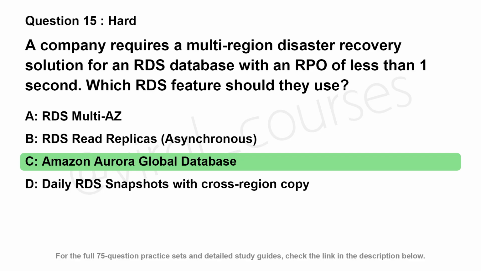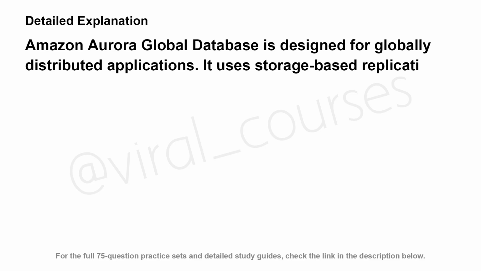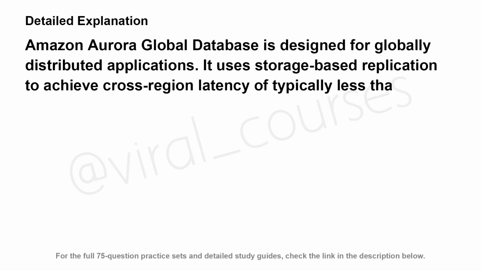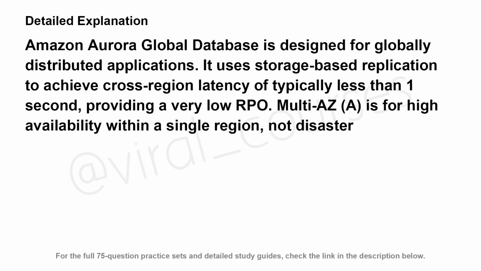The correct answer is C. Amazon Aurora Global Database is designed for globally distributed applications. It uses storage-based replication to achieve cross-region latency of typically less than 1 second, providing a very low RPO. Multi-AZ, A, is for high availability within a single region, not disaster recovery across regions.